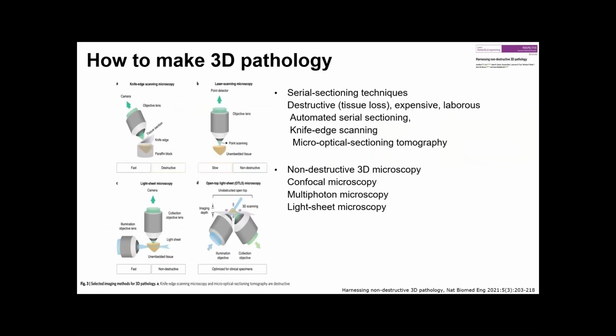There are two ways to make 3D pathology images. The first one is stacking serial sections of tissues, which is tissue destructive, time consuming, and laborious. Knife-edge scanning and micro-optical sectioning tomography are examples of automated serial sectioning and rendering methods. These methods are being tried in the research field.